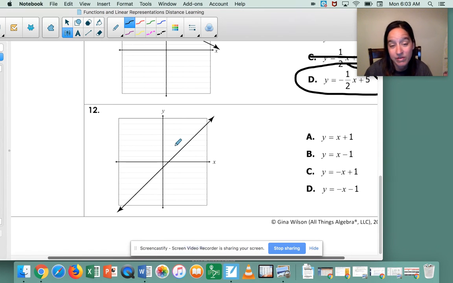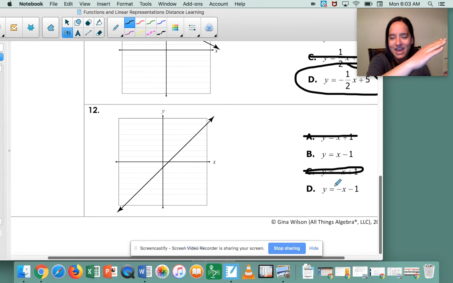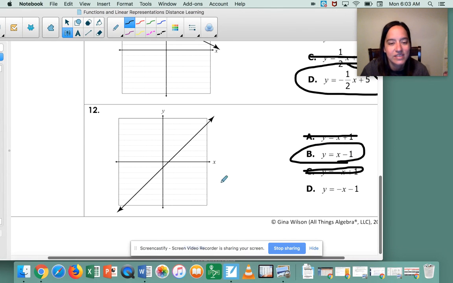Looking at number 12, I would do the exact same thing. The first thing I would say is, oh, it crosses the y at negative 1. Well, it's not going to be A, and it's not going to be C, because those say plus 1, and I want minus 1. Next, I look at whether I have a positive slope or a negative slope. Well, I know that right off the bat. That is a positive slope. I don't even have to figure out my slope. I could check. Yes, it goes up 1 over 1, up 1 over 1, up 1 over 1. And so I could figure it out that way.